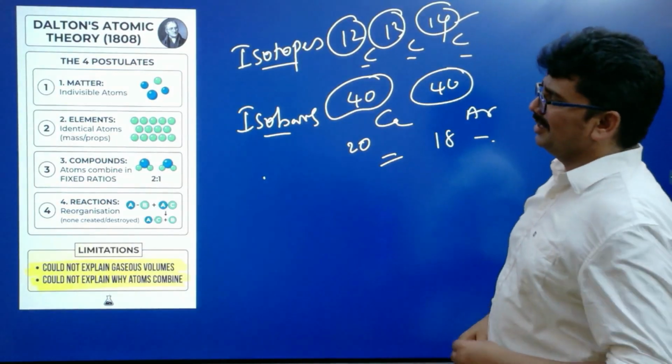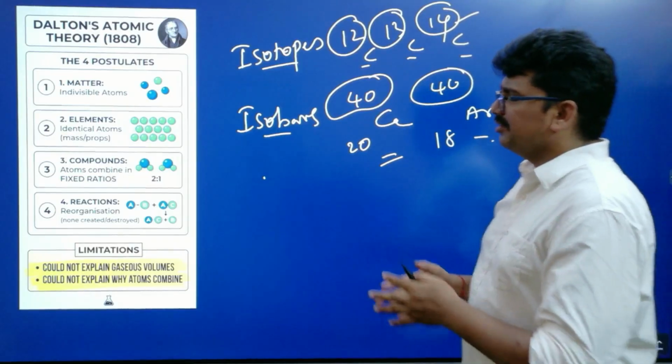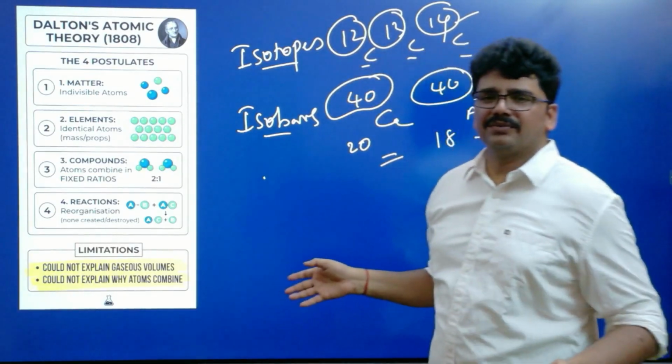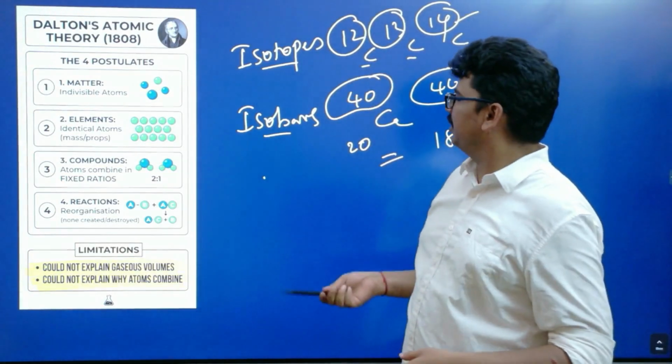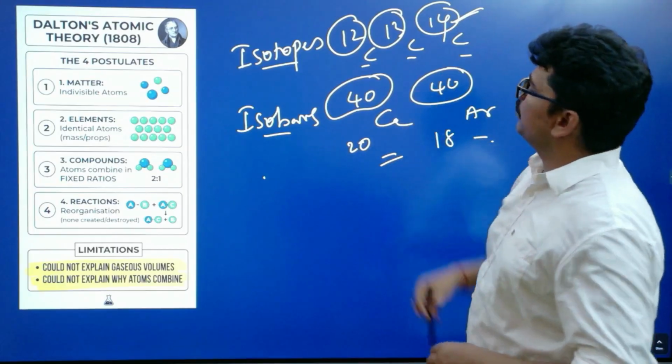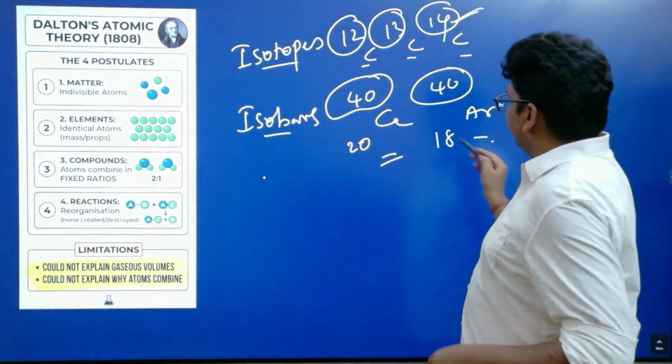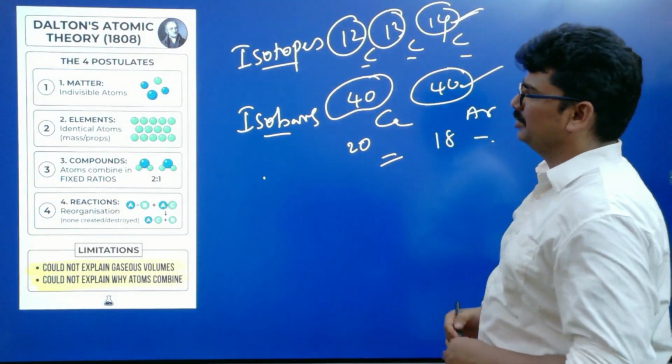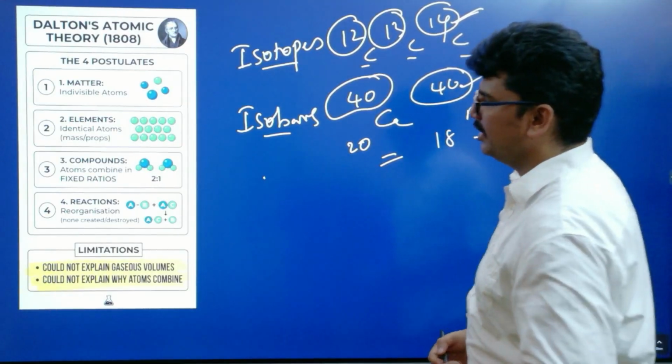Dalton's atomic theory says that atoms of the same element have all properties the same, and atoms of different elements have all properties different. But in isotopes, the elements are the same, yet the atomic mass is different. In isobars, the elements are different, yet the atomic mass is the same. So this is a contradiction for the second statement.